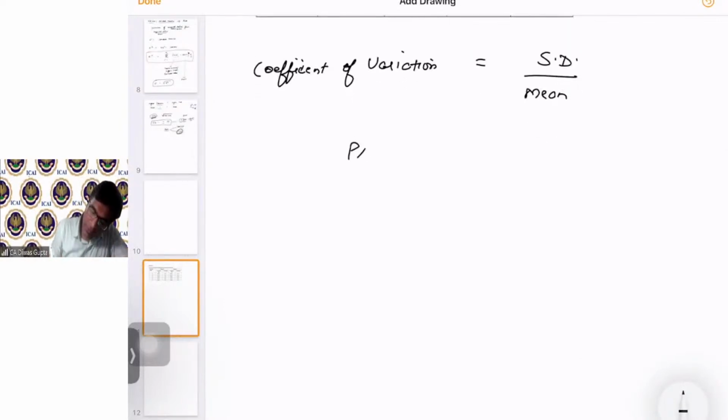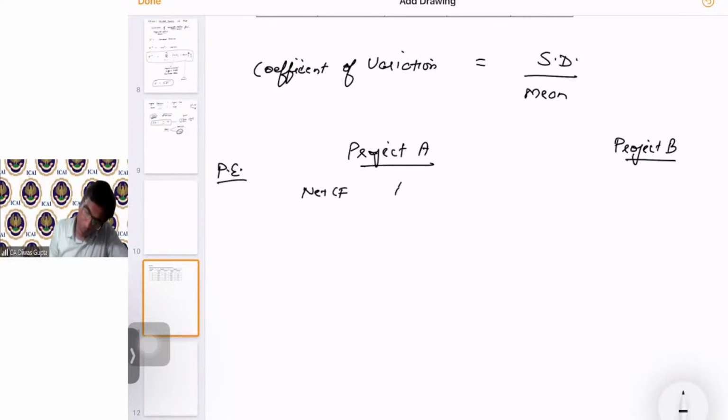So project A, project B, possible event, net cash flow, probability, expected value.